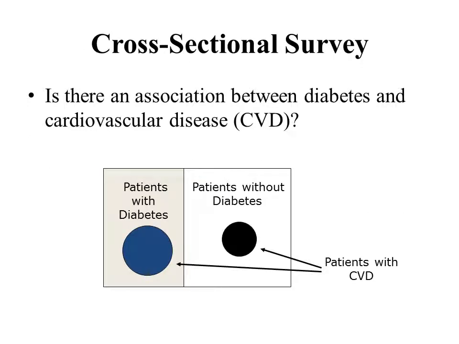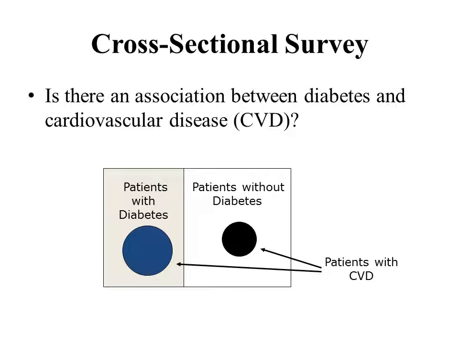To take an example of a cross-sectional survey, let's look at this question. Is there an association between diabetes and cardiovascular disease? Now, this abbreviation CVD is something that we're going to see frequently throughout the semester. That again stands for cardiovascular disease.